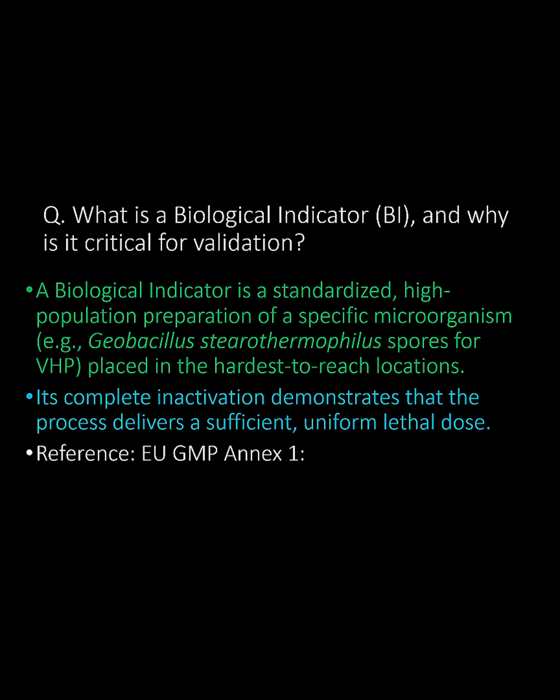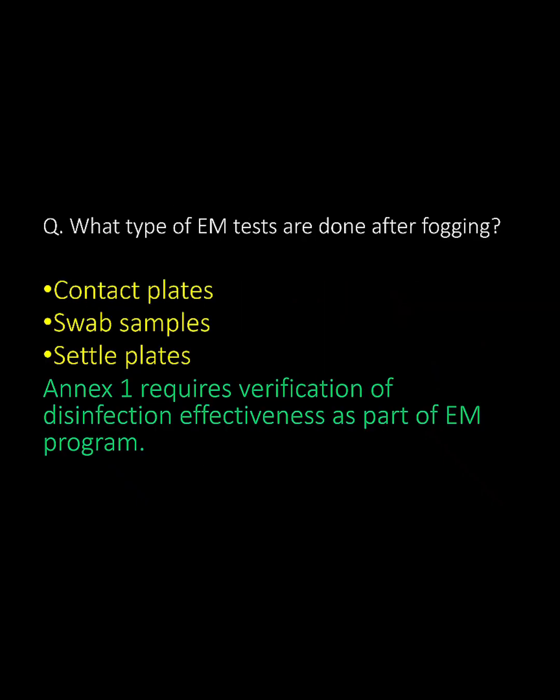Reference UGMP Annex 1. What type of environmental monitoring tests are done after fogging? Contact plates, swab samples, settle plates. Annex 1 requires verification of disinfection effectiveness as a part of EM, that is the environmental monitoring program.